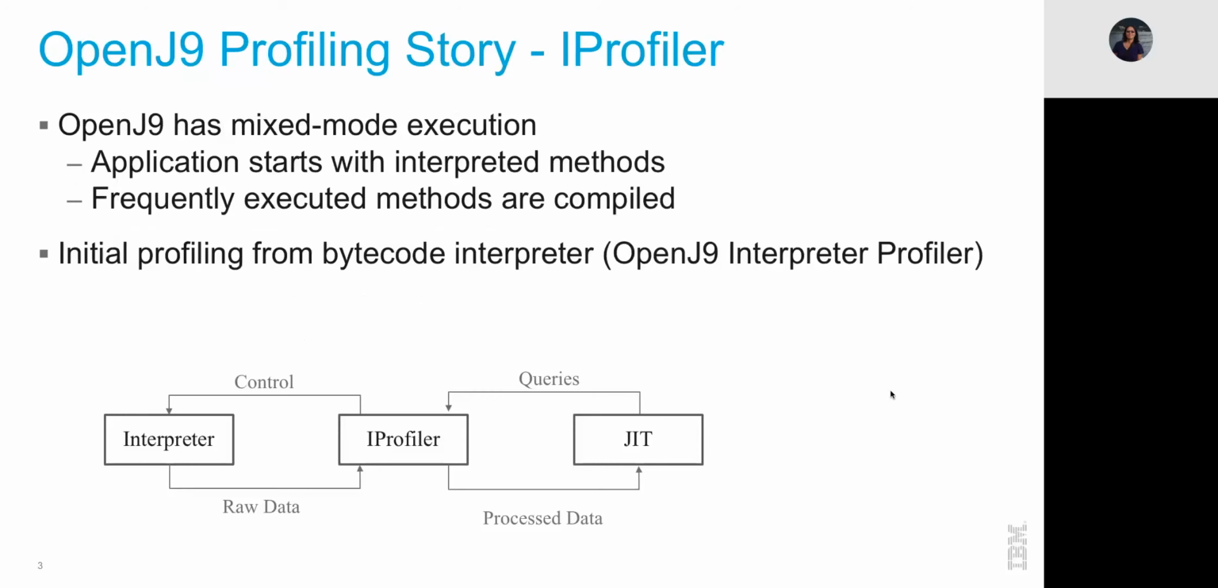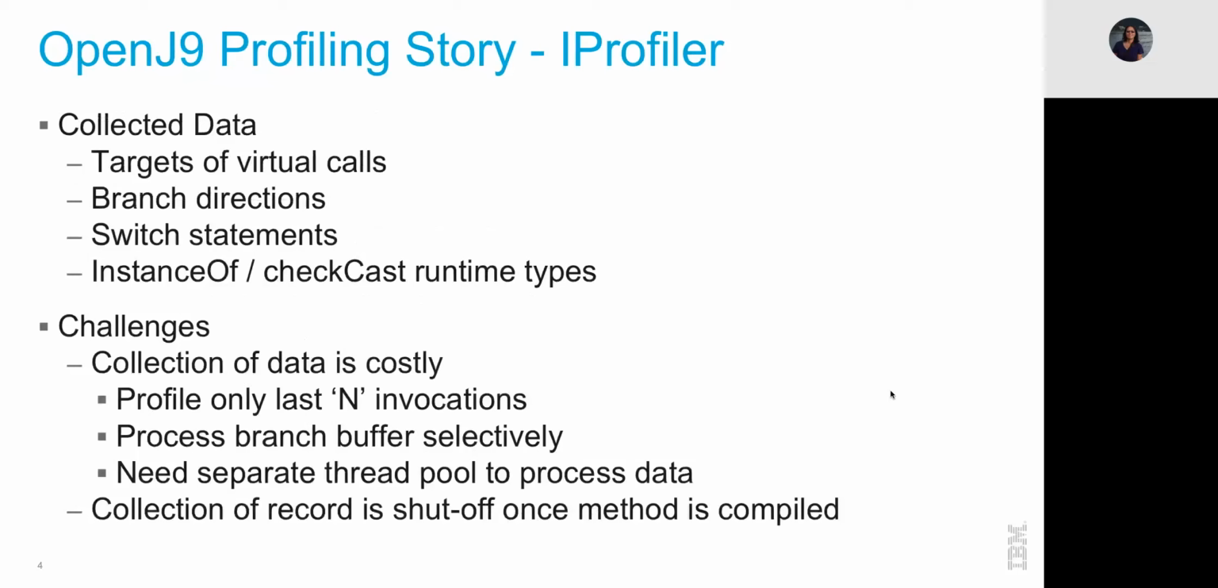Data collection in the interpreter is a very costly operation, so the IProfiler also controls data collection by turning it on or off as per requirements. Once the IProfiler passes the data into a global data structure, the JIT compiler uses that data in its compilation and also sends out a query to the IProfiler to request specific data. Using this infrastructure, we collect targets of virtual calls that help the inliner decide which method implementation to inline, branch direction or switch statements that help us with block ordering, and instanceof and checkcast runtime types that help us generate better type checks when we are compiling that method.